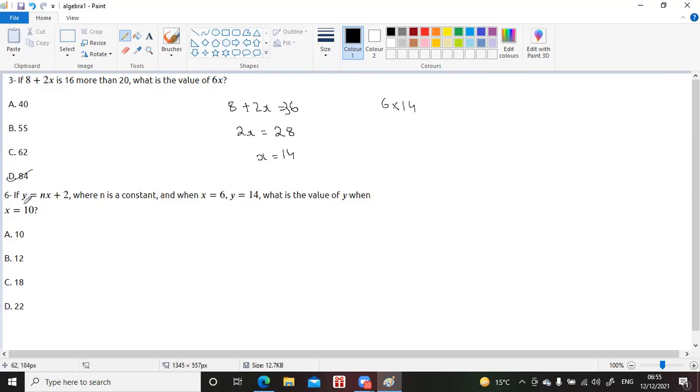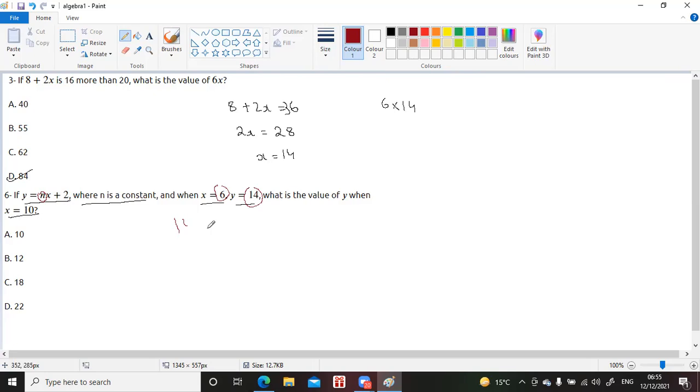Okay. If y is nx plus 2, where n is a constant, and when x is 6, y is 14, what is the value of y when x is 10? Okay, this is a very simple question. So you need to determine n first, right? By using 6 and 14. So let's just plug in 14 and 6 in our equation.